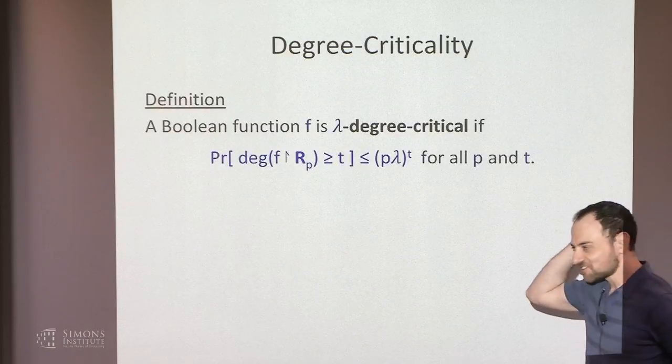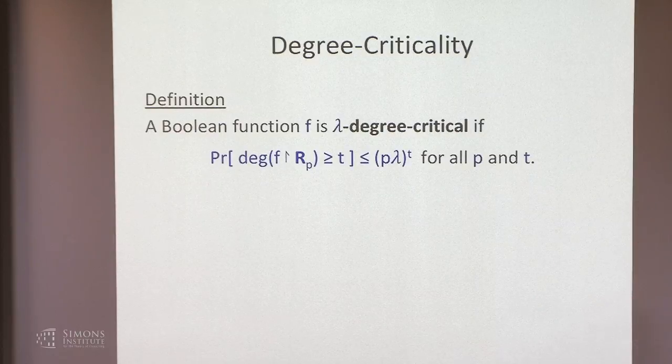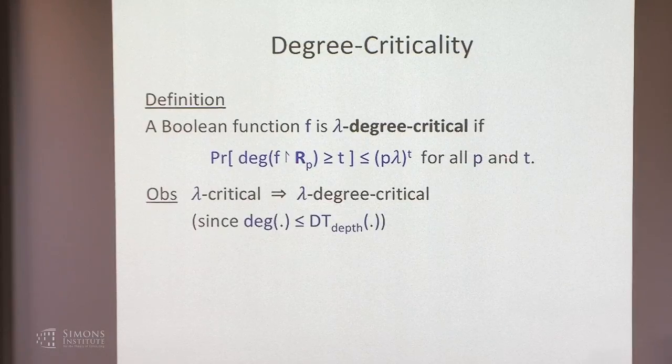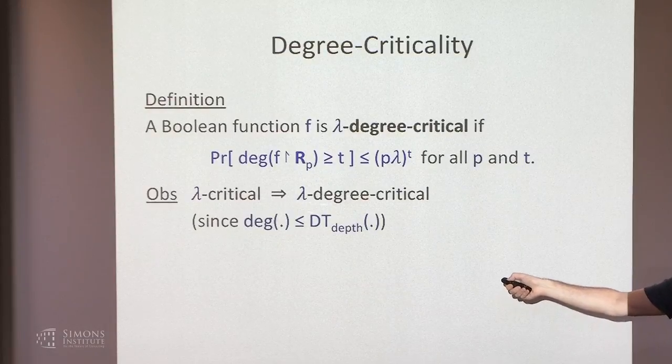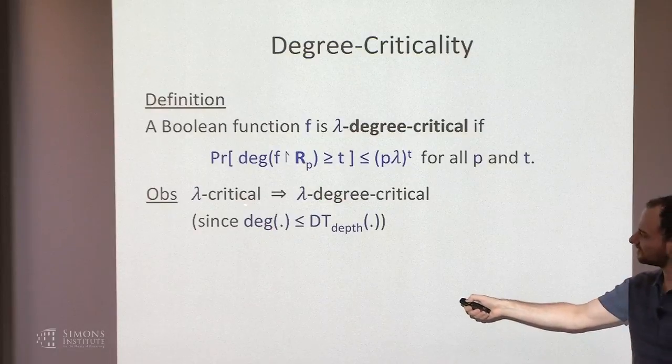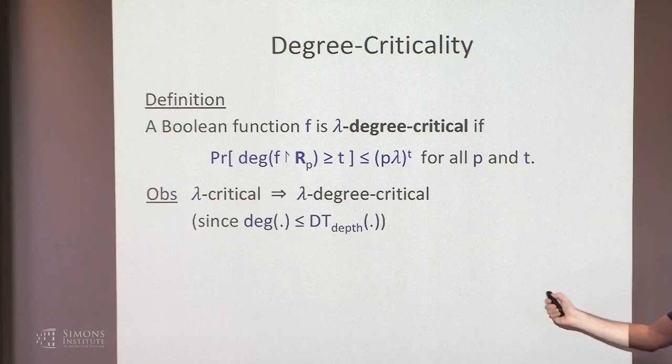Okay. So there's a very related notion to what I call criticality, which shows up in Avishay's work. You call it a switching lemma-like property or something, but let me call it degree criticality. So if we modify the definition of criticality by speaking about degree instead of decision tree depth, then we can call this degree criticality. And we can observe that if a function is lambda critical, then it's also lambda degree critical, simply because the degree of a Boolean function is upper bounded by the decision tree depth.